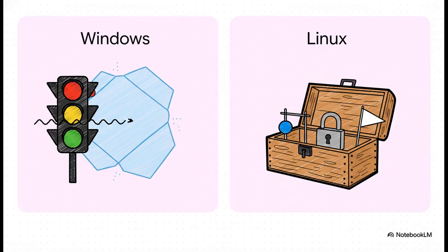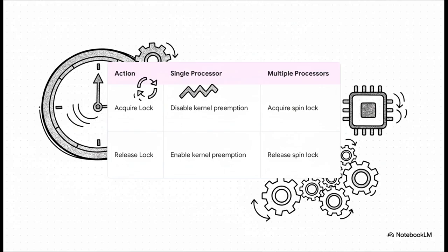Linux, on the other hand, gives you more of a raw toolkit. You get everything from super fast atomic integers, which are great for simple counters, all the way up to heavyweight mutexes and semaphores for protecting those really complex chunks of code. Okay, now this is a really cool and clever detail about how the Linux kernel works. It's all about how it handles spin locks.